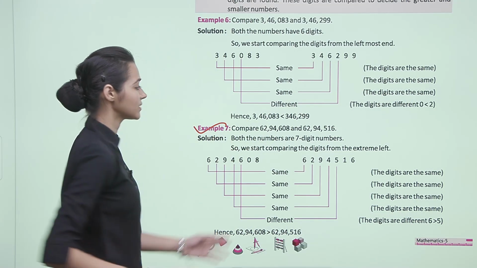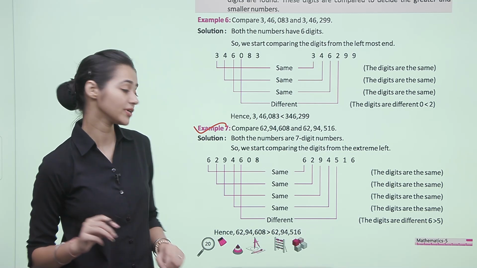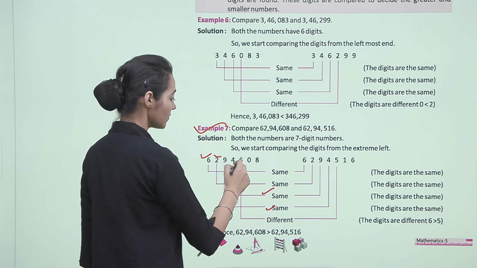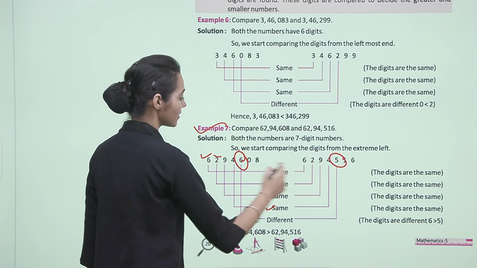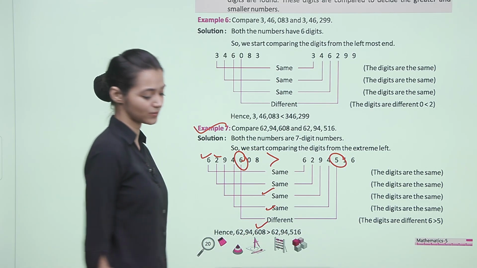Now let's look at example number 7. We have to compare these numbers. Now we will compare until we get different digits. First one same, again second is also same, third is same, fourth is same, fifth one here is 6 and here is 5, and we know 6 is greater than 5, so that means the left one is greater than the right number.